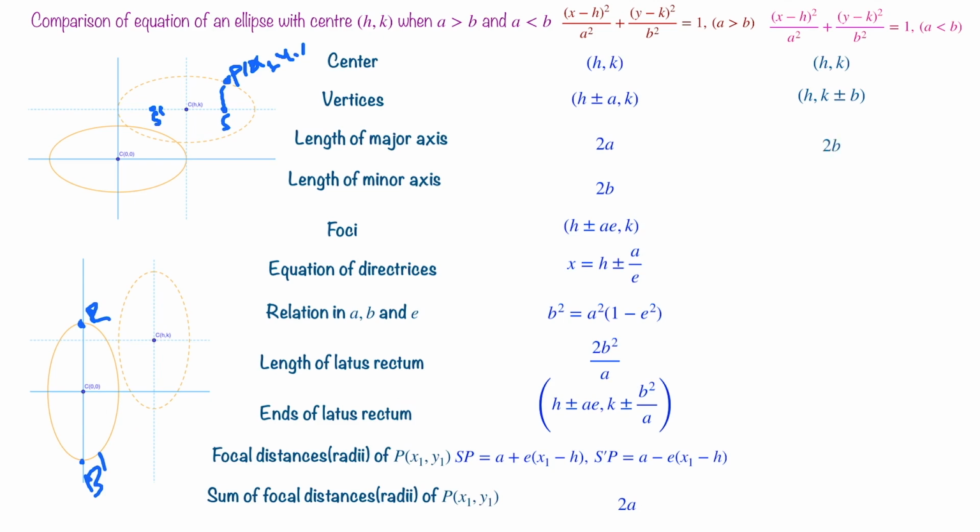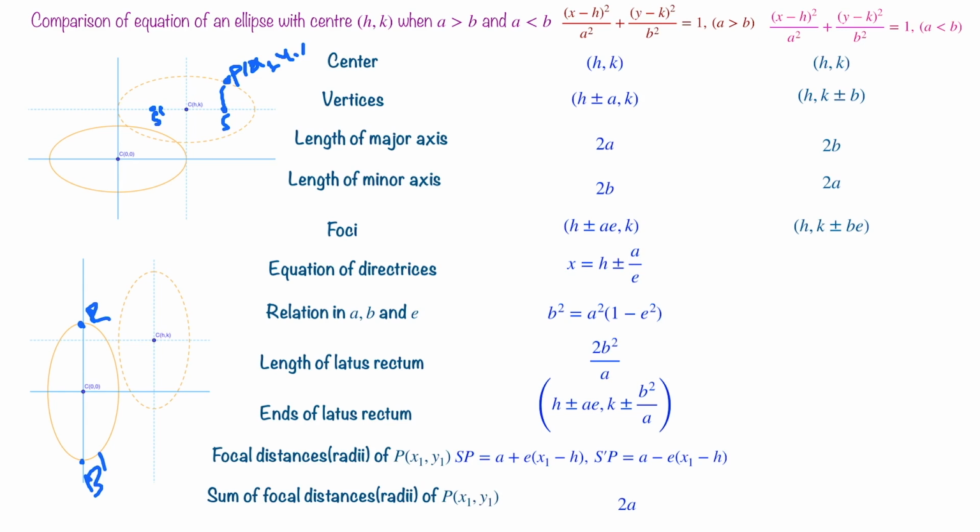And the length of the minor axis, again this is the same as this one, so it is 2a, okay? The foci, for a standard ellipse when a is less than b, are going to be (0, ±be). So for this shifted ellipse, the foci are going to be (h, k ± be), okay?